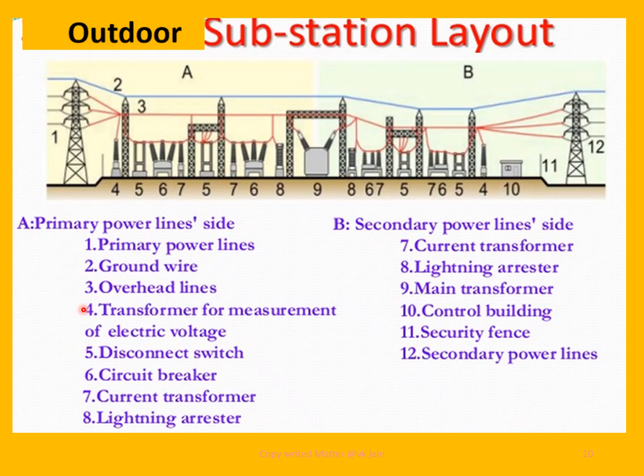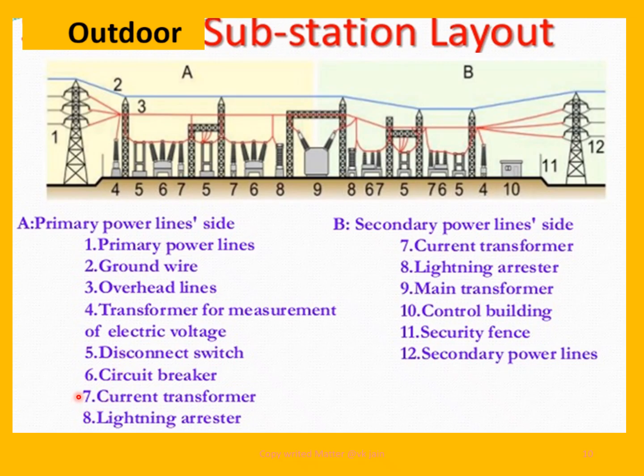Then fourth is the transformer for measurement of electric voltage. This is the so-called voltage transformer. Then fifth is the disconnection switch to isolate the 33 kV side from 11. Sixth is the circuit breaker. This is the circuit breaker, and similarly here and here.